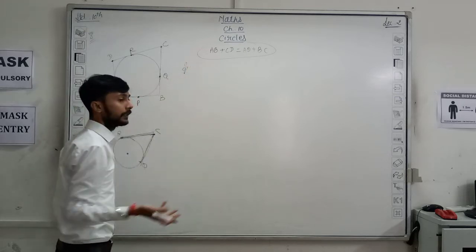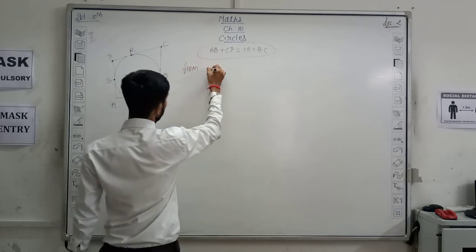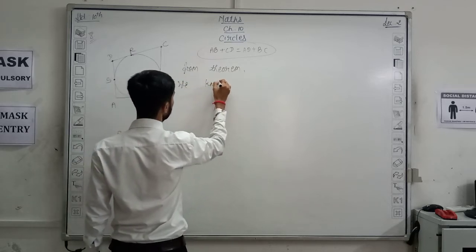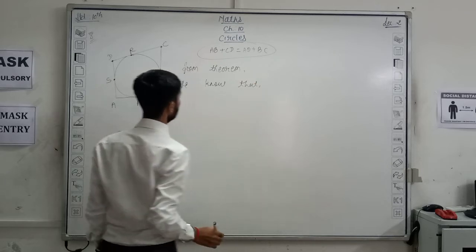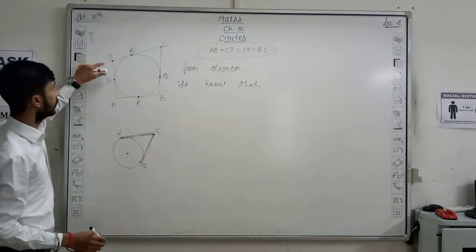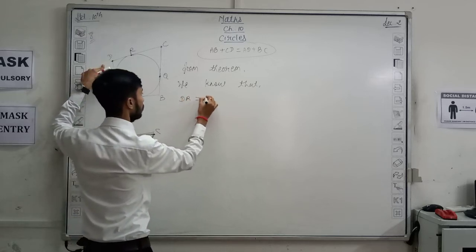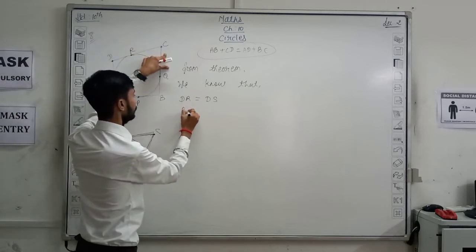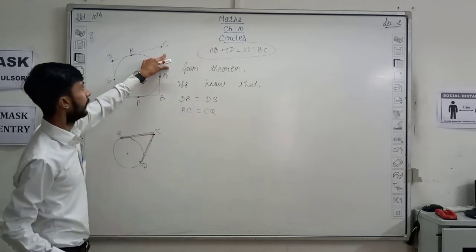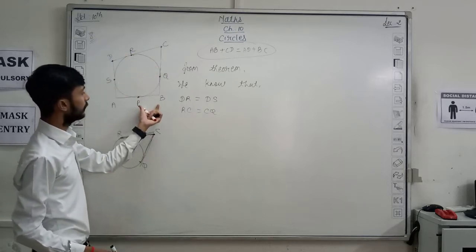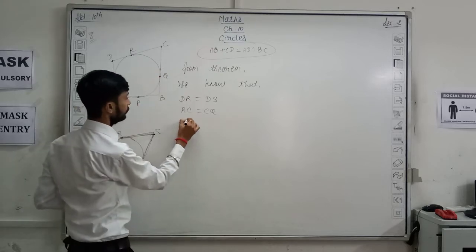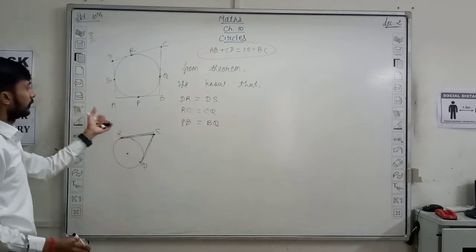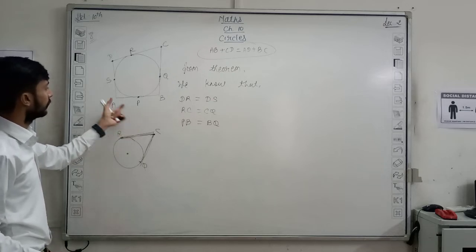From the theorem we know that first DR equals DS, then RC equals CQ, then PB equals BQ, and AS equals AP, right? That is, AP equals AS.